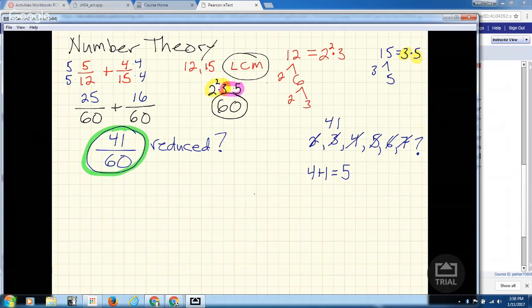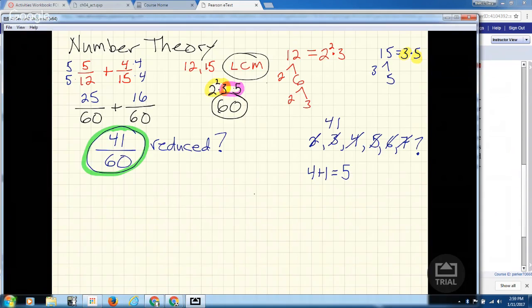41 over 60. So all of the work we did to add those fractions, to figure out what the denominator should be, to figure out how to adjust the numerators, and to figure out how to clean it up, that's all number theory. We're going to break apart some of those ideas in chapter 4 so that we can use them in chapter 6 when we get into working with fractions.